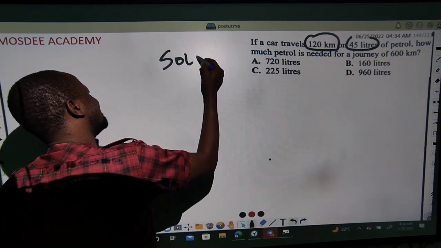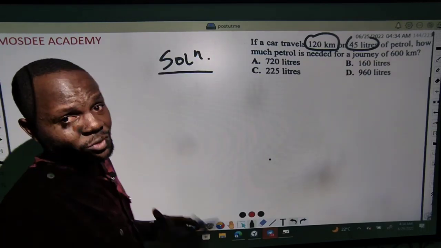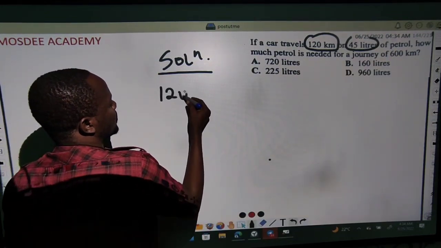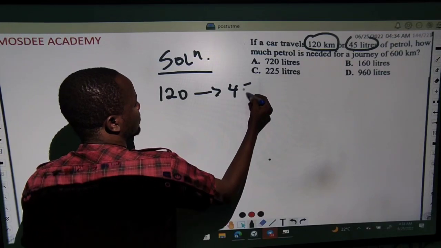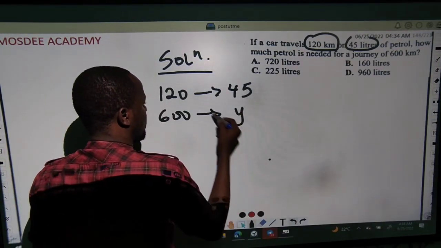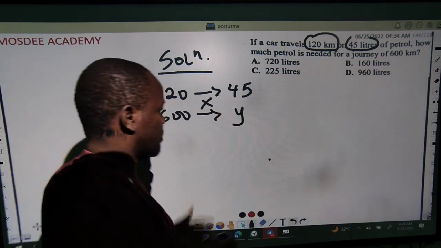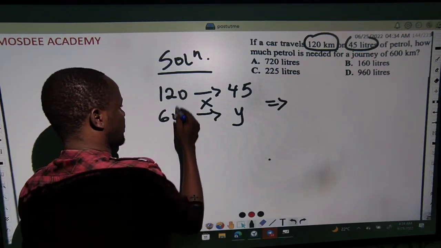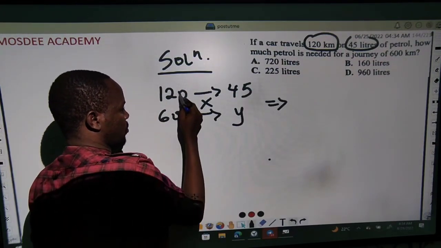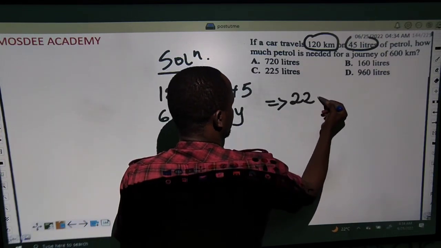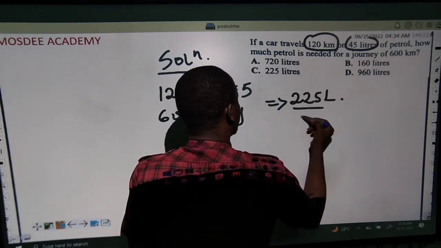I hope students understand the way I'm thinking around these things. For a simple question, if 120 requires 45, you could say 600 will require maybe 1, and go with that, but it's a waste of time. Instead, how many times can 120 go into 600? That is 1:5, so 5 times 45. That is 225 liters. That would be the right answer.